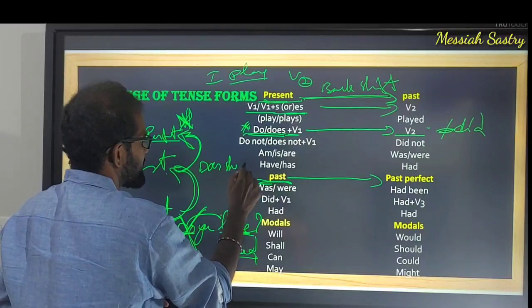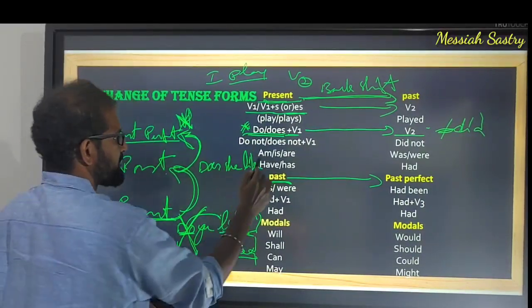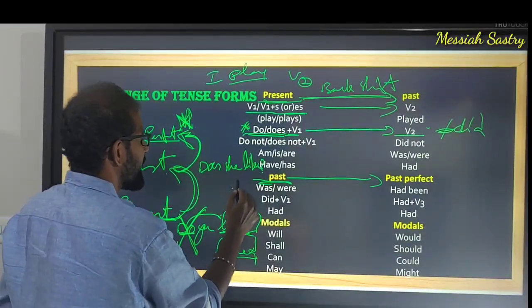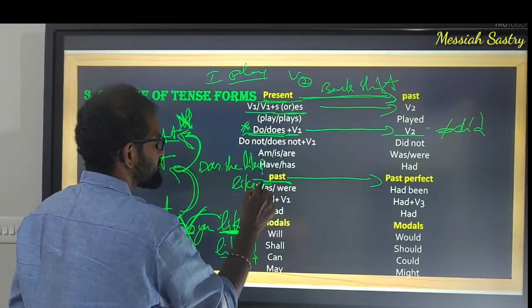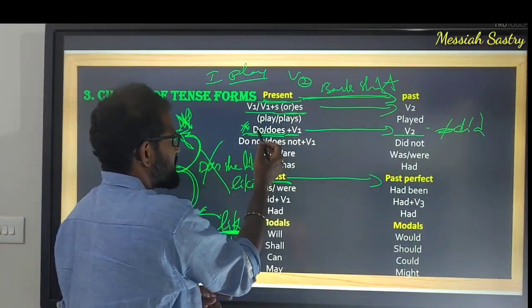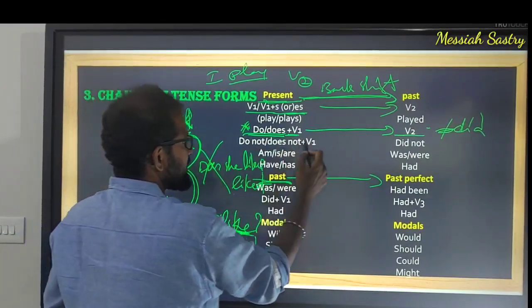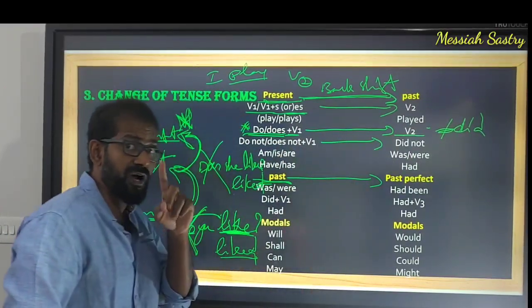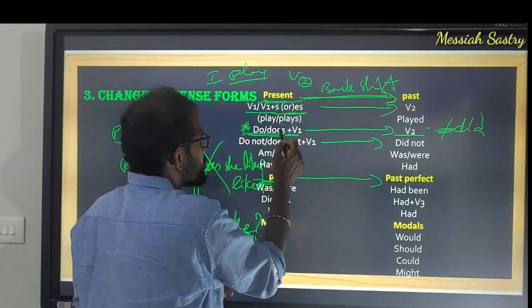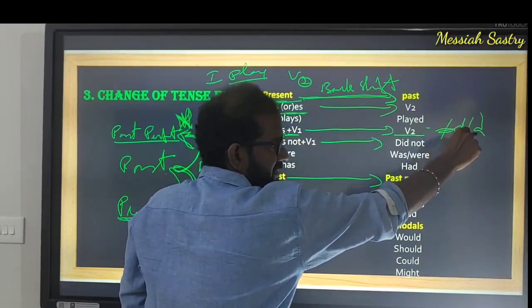Does she like? Then liked. So we remove does. That's the meaning when I say do or does plus V1 changes to V2. Do not or does not changes to did not. But do or does plus V1 doesn't change to did, it changes to V2.